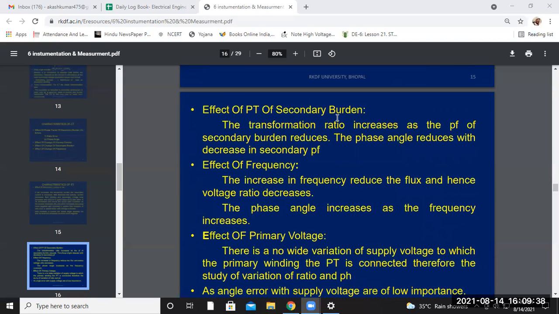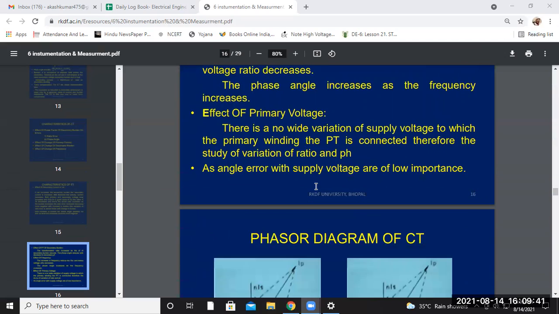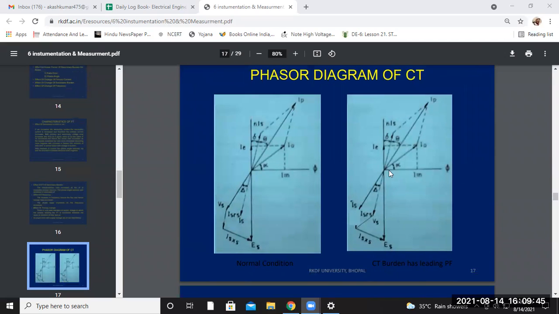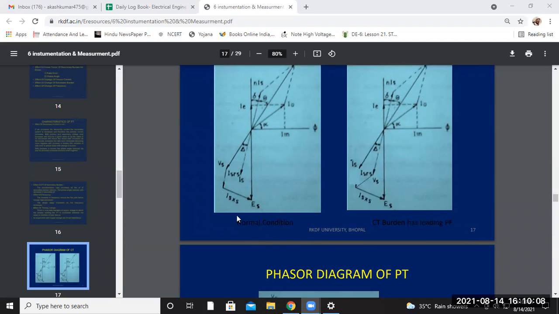The next point is the effect of the PT on the secondary burden. These are some explanatory parts. As you can see, this is the phasor diagram of the CT. By looking at the phasor diagram, you can see that it looks like a simple two winding transformer. This is the load component, this is the secondary current. When you draw the secondary voltage drop, the reactance is at 90 degrees from the resistance. So this is the normal condition phasor diagram of the CT.